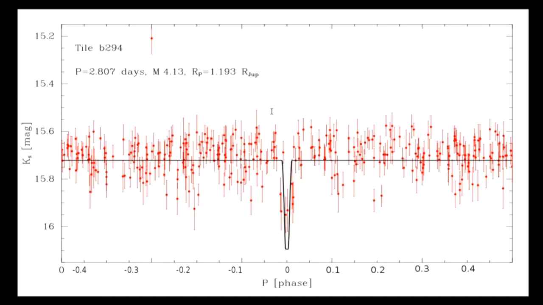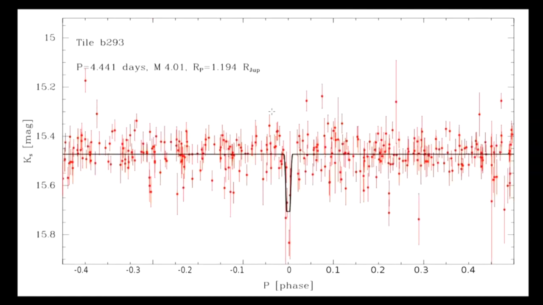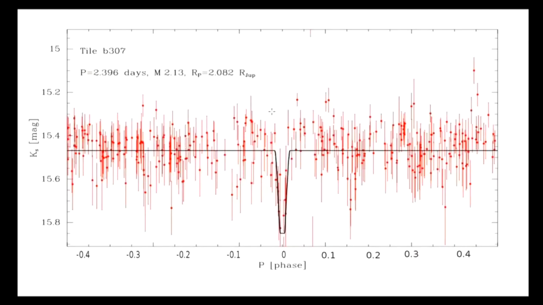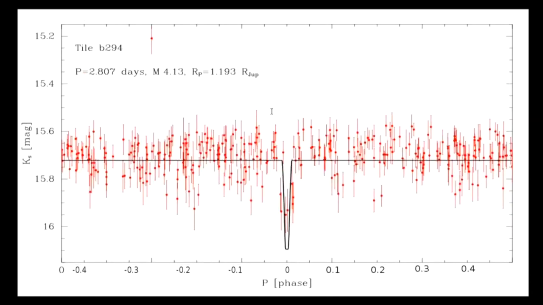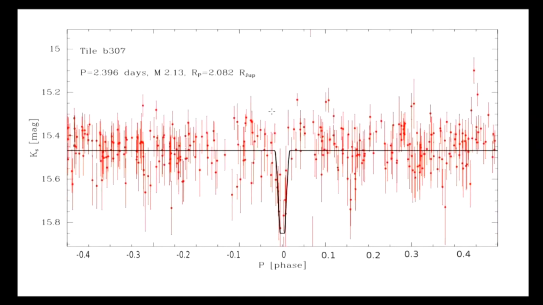So this is the first one from B294, and we have the transit here. Here's one from B293, we have the transit here, and also for B307. And something that's very nice to see is the radius of the planet. It can be close to Jupiter here, and this one too, and this is 2 times Jupiter. So it's great to know we can find them. It would be great to find this kind of exoplanet around M dwarfs.